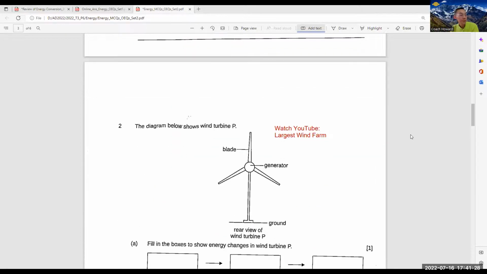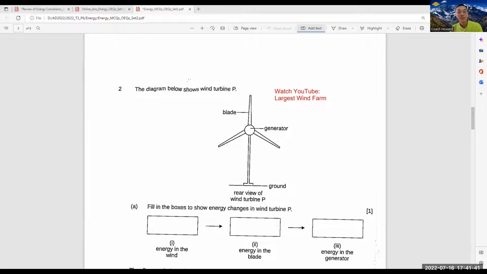Okay, next I need to show you this, the largest wind farm. So you need to appreciate this conversion of kinetic energy from the wind to produce electrical energy. So sit back and relax as I show you the largest wind farm in the world.